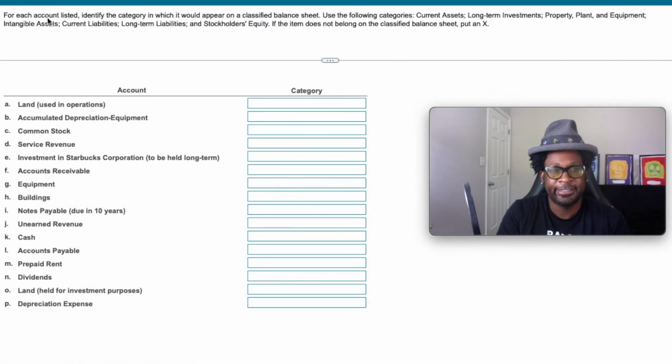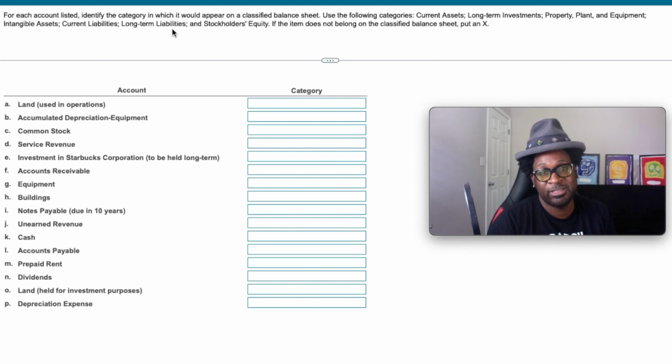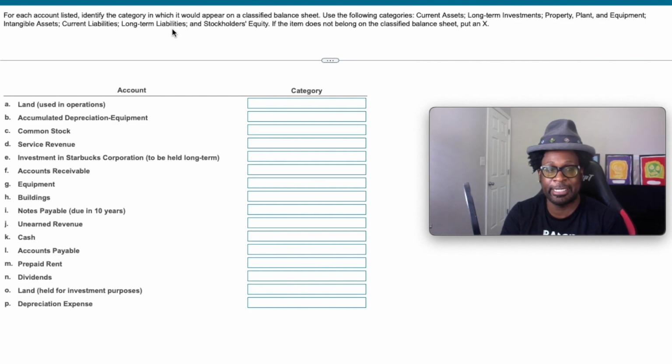Alright, for each account listed, identify the category in which it would appear on a classified balance sheet using the following categories: current assets, long-term investments, property, plant, equipment, intangible, long-term liabilities, current liabilities, and stockholders' equity. If the item does not belong on the classified balance sheet, put an X on it.